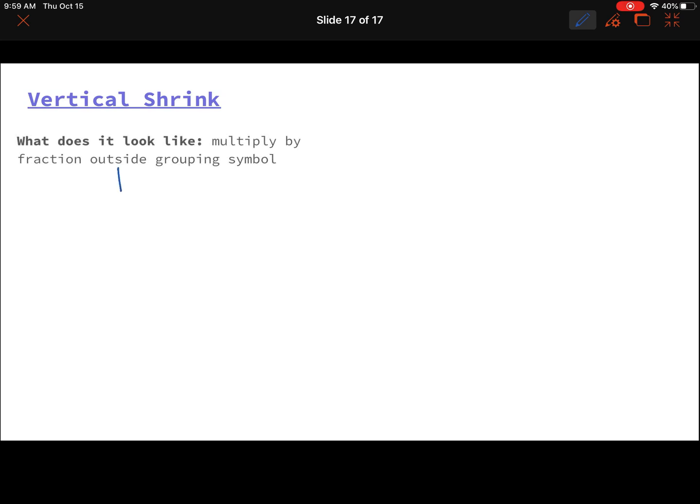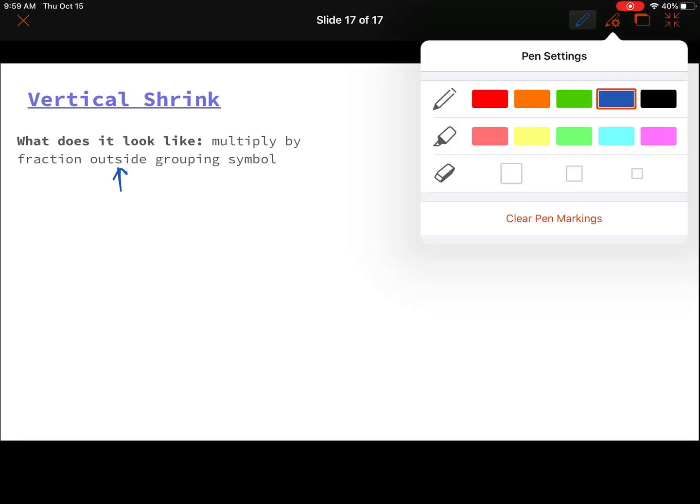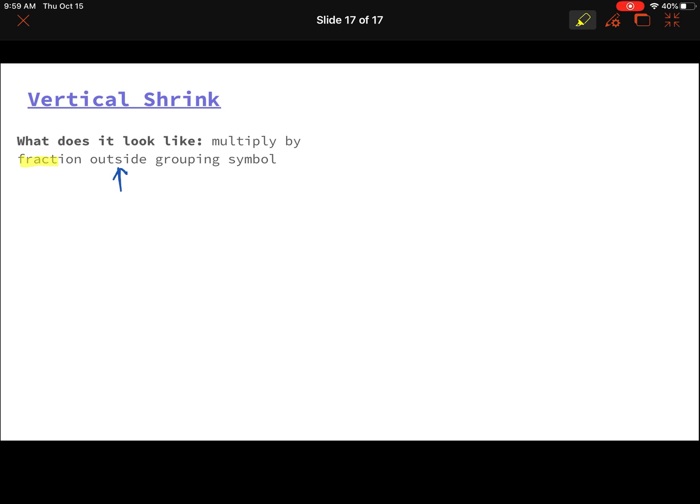Now, same thing. We're looking outside the grouping symbol, but this is important right here. This is a key thing that I need you guys to see. It's a fraction, okay? So it's not a whole number. So here, this just means fraction. That's when you're going to see that. What it's actually saying is when 0 is less than a, but a is less than 1. Okay, so that just means look for a fraction.